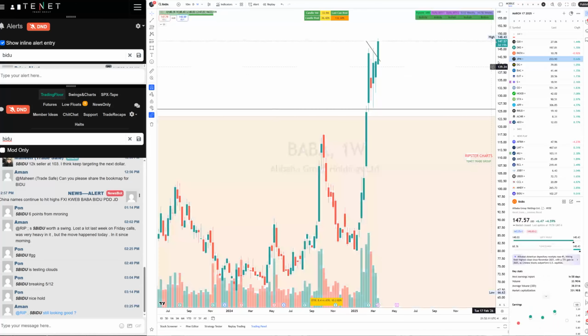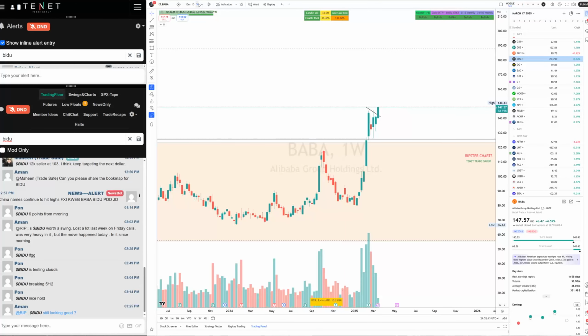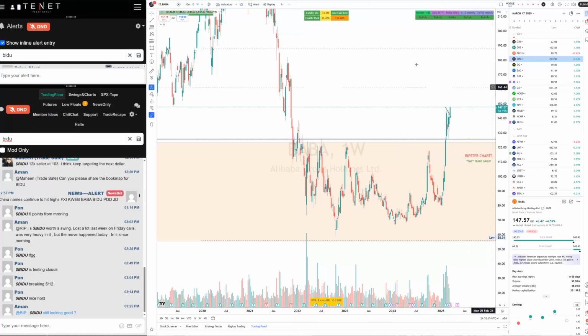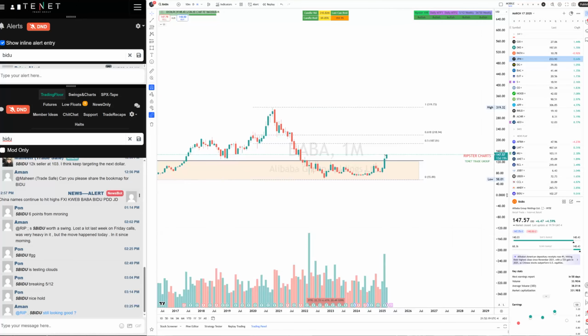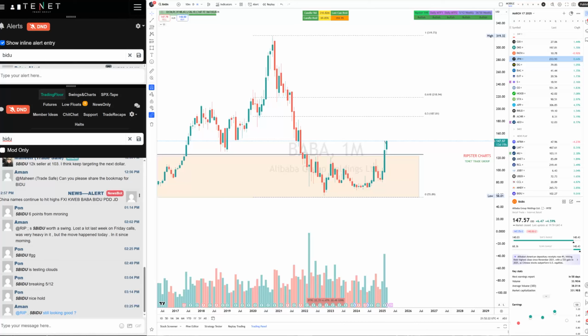Let's look at BABA. You see BABA is breaking a daily flag, and a weekly range, even the monthly. I talked about the monthly chart on BABA. You see that? On the monthly chart, I had tweeted a few weeks back, this is the monthly range reversal. The character of BABA has changed. So the next target on BABA is 150.